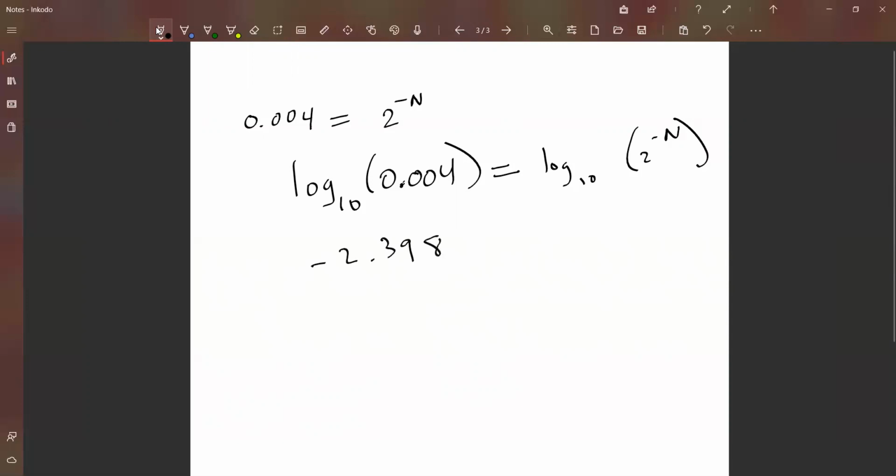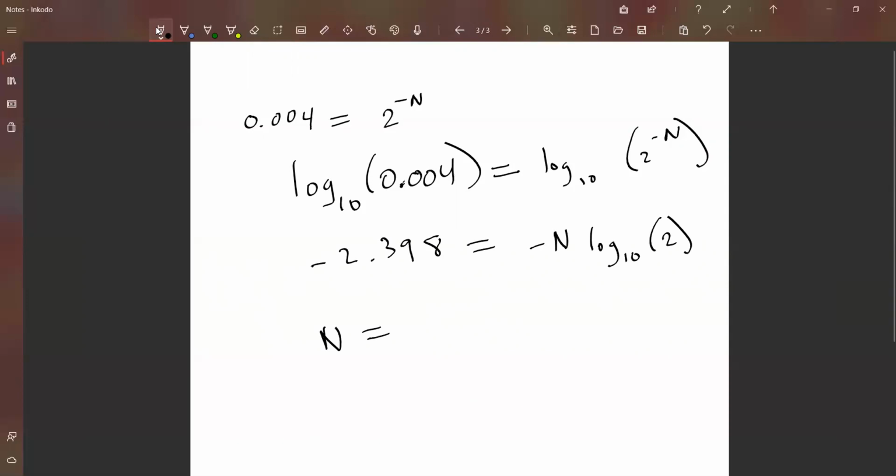I'll round to 3 decimal places, and then I'll use that rule. I'm going to bring down the exponent, so that's negative n log 10 of 2. Yeah, we didn't need the formula, but aren't you grateful that you got that little review? The minus signs cancel. We take 2.398 and we divide it by the log of 2.